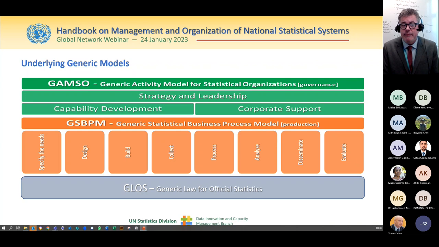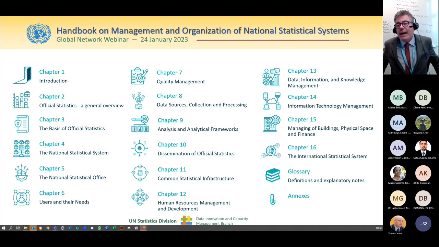We have the GSBPM, which is the Generic Statistical Business Process Model, a production model, which is of course fundamental. And since the handbook was about management and organization of national statistical systems, we also used GAMSO, the Generic Activity Model for Statistical Organizations, which is a model about governance. These three models have been extremely important for us in order to draft this handbook and have a structure that makes sense when it comes to the management and organization of national statistical systems. Now, very quickly, the chapters. And you can see these models there, right?